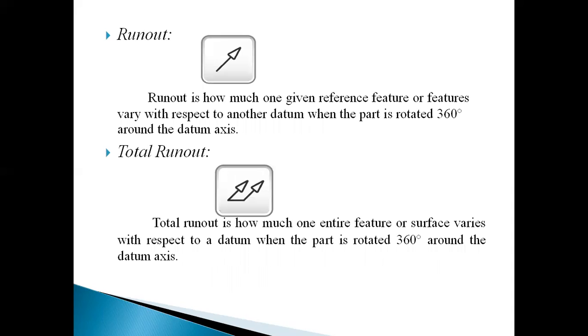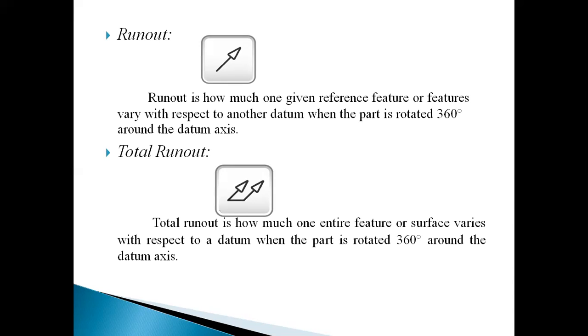Next one is runout. Runout is how much one given reference feature or features vary with respect to another datum when the part is rotated 360 degrees around the datum axis. It is essentially a control of a circular feature and how much variation it has with the rotational axis.